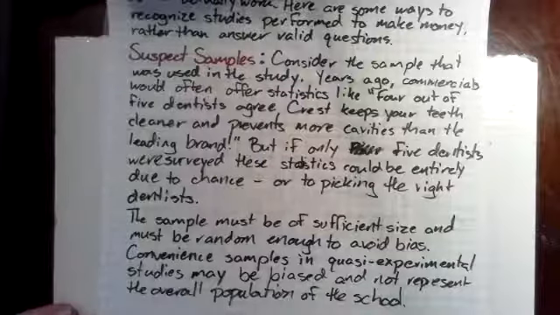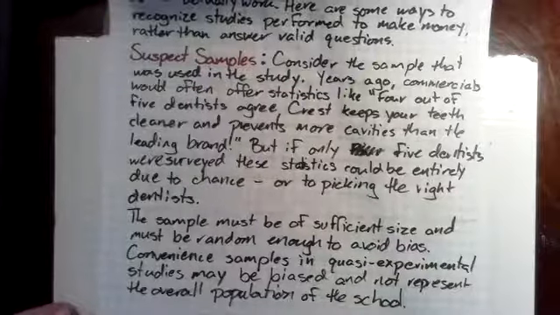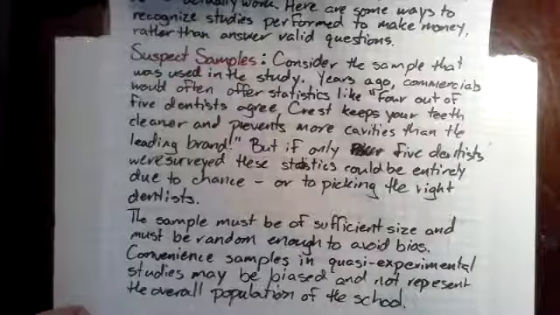Suspect samples. Consider the sample that was used in this study. Years ago, commercials would often offer statistics like 4 out of 5 dentists agree Crest keeps your teeth cleaner and prevents more cavities than the leading brand. But if only 5 dentists were surveyed, these statistics could be entirely due to chance or to picking the right dentists. The sample must be of sufficient size and must be random enough to avoid bias. Convenient samples in quasi-experimental studies may be biased and not represent the overall population of the school.